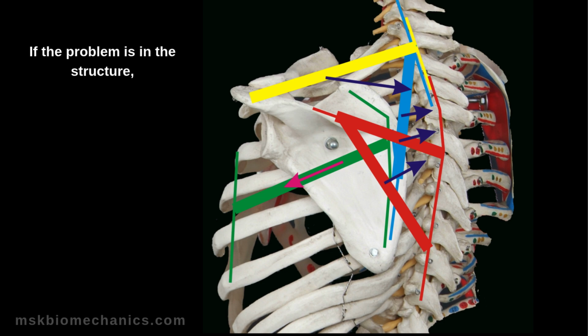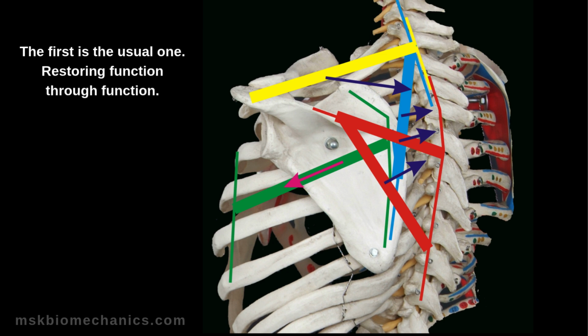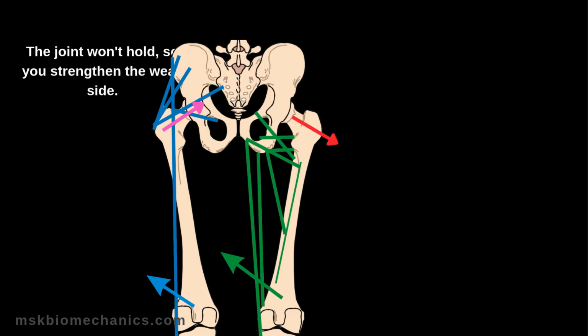If the problem is in the structure, the question is how to correct it. And here, two paths divide. The first is the usual one, restoring function through function. The joint won't hold, so you strengthen the weak side. But there's a physical limit that strengthening doesn't cross.